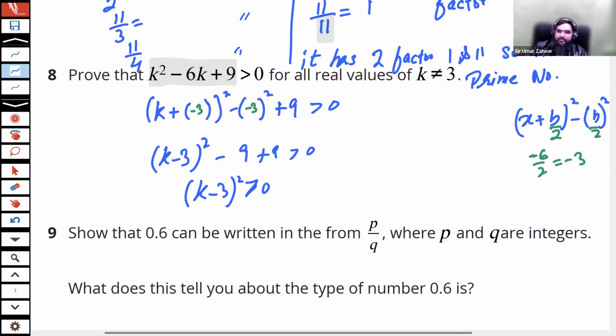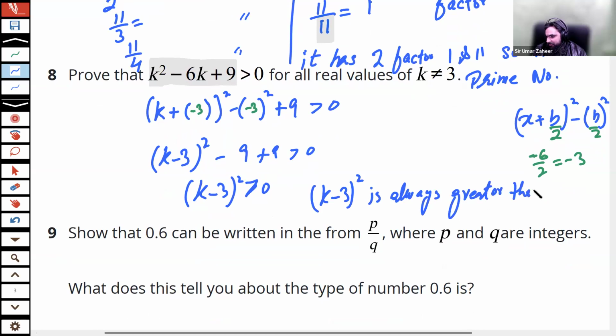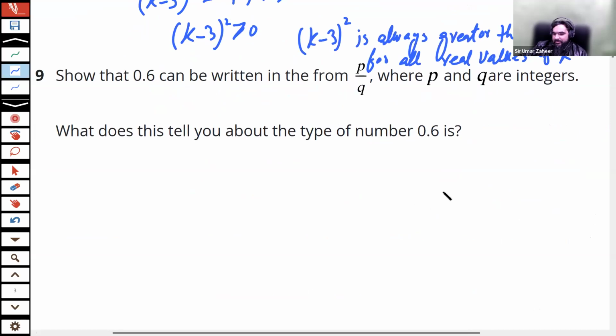So obviously we know that any number that is a whole square is greater than or equal to 0. So (k minus 3) whole squared is always positive, greater than 0, for all real values of k. Yes, Simon, it is clear. Yes, sir.